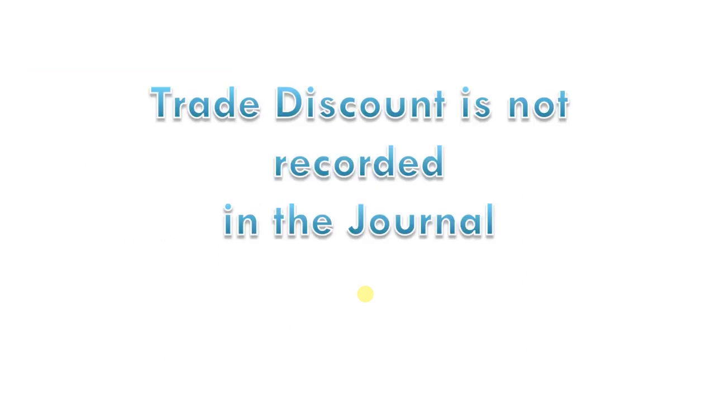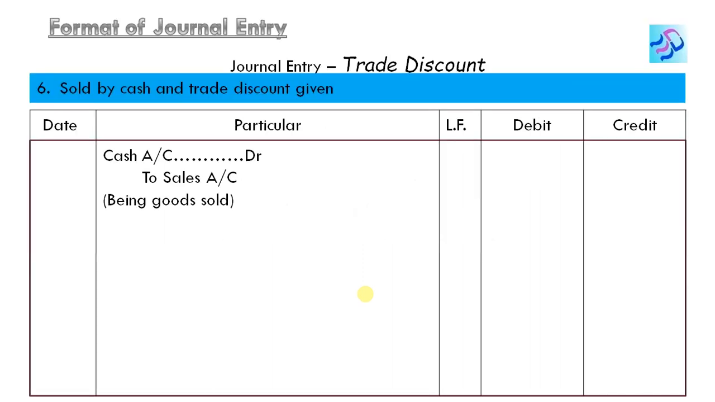Trade discount is not recorded in the journal, as like that of purchase. Trade discount in the case of goods sold by cash and trade discount received. As I mentioned before, trade discount is not recorded in journal entry. So the entry will be cash account debit to sales account.